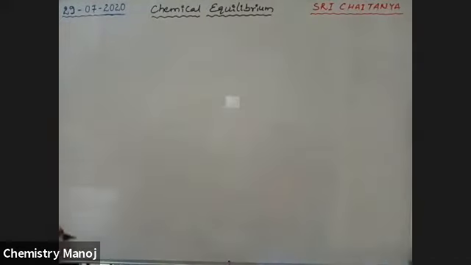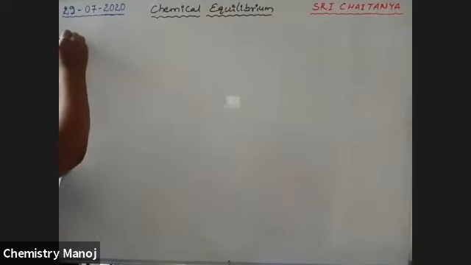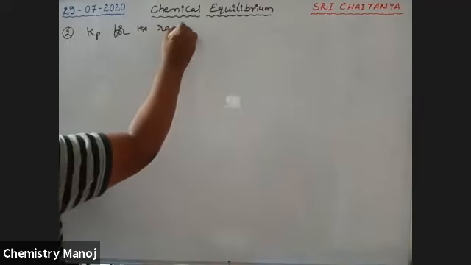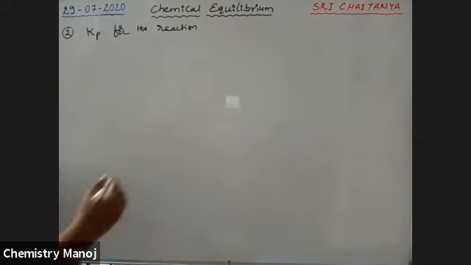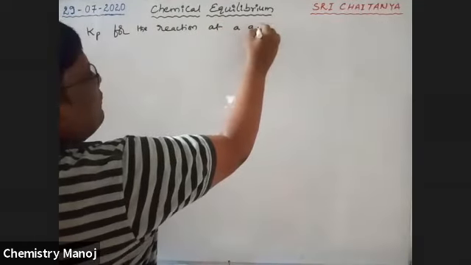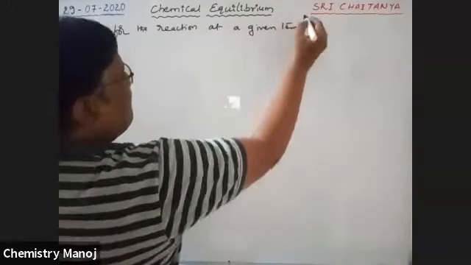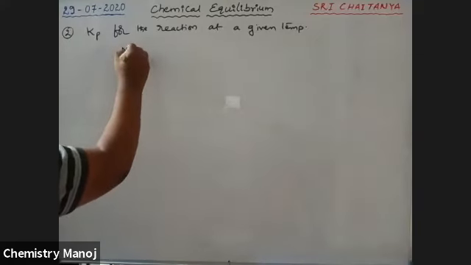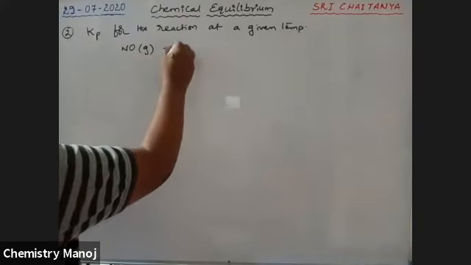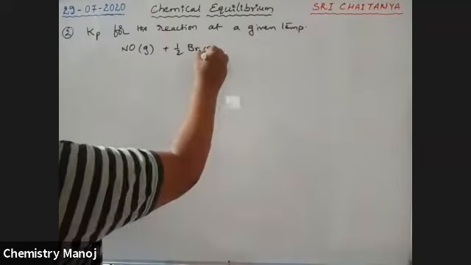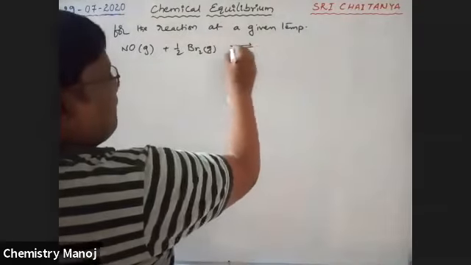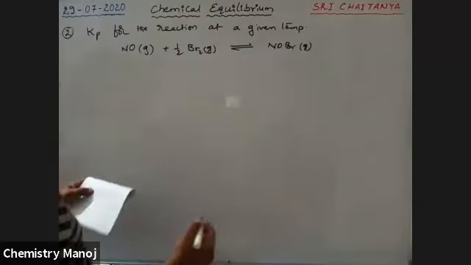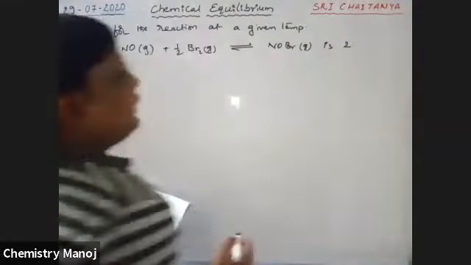Next one. Kp for the reaction at a given temperature: NO gas plus half Br2 gas reversible with NOBr gas is 2.